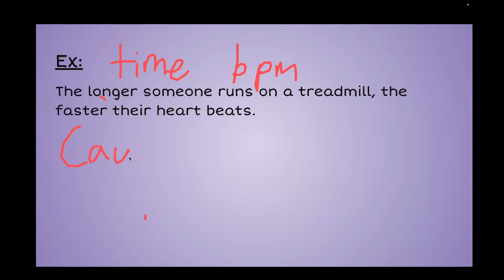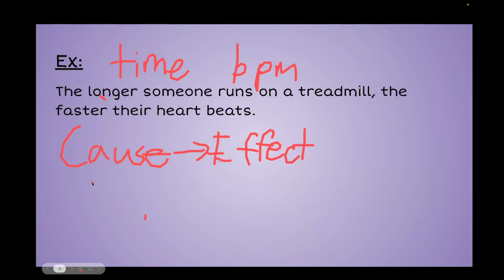Cause and effect. Oh no, that E is so bad. Cause and effect. What is the cause? The time I spend on the treadmill affects my heart rate. So time is the cause. Beats per minute is the effect.